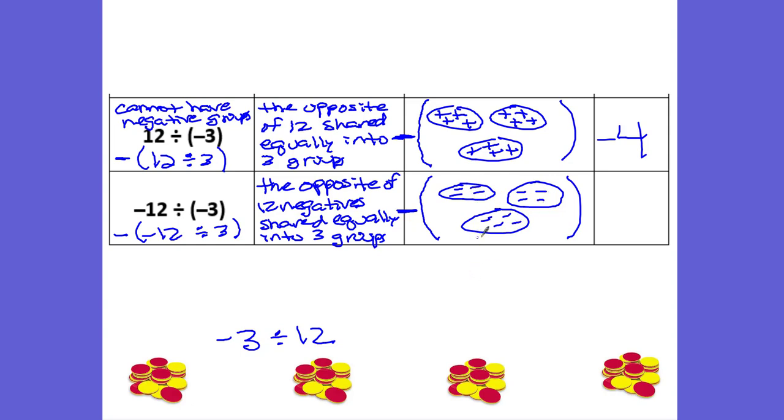And you'll see that the size of each group is 4 negatives. But we need the opposite, because we have the opposite sign here. The opposite of 4 negatives is going to be 4 positives. So -12 divided by -3 equals 4, or 4 positive.